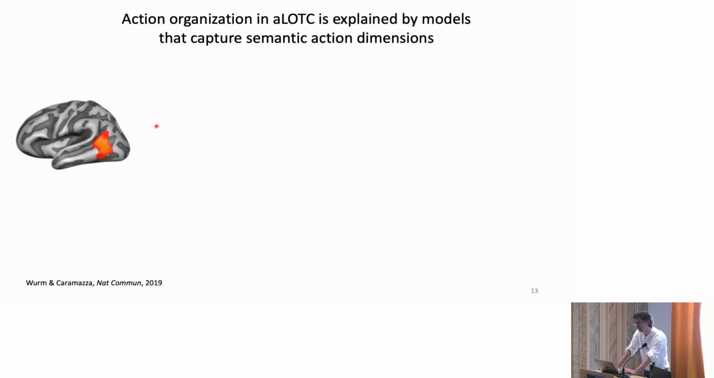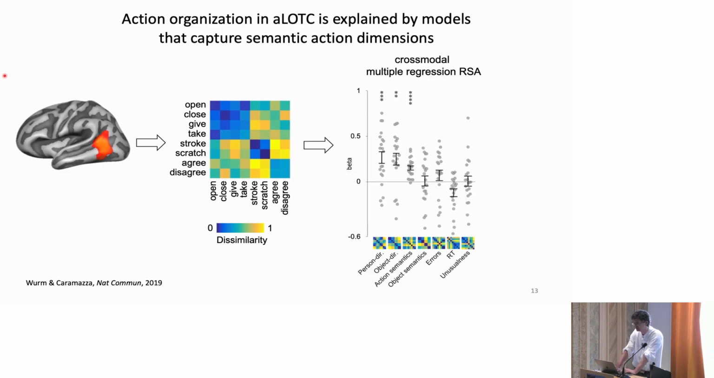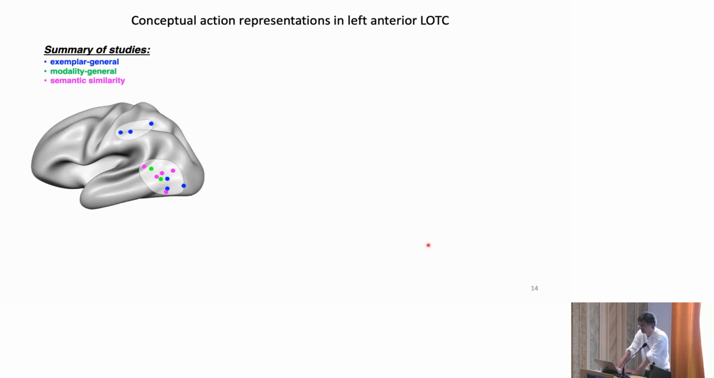Now, we can also investigate the underlying representational organization in the left LOTC. So for this, we extracted the cross-modal classification matrix from that region and entered it into a representational similarity analysis. And this revealed that the organization of the cross-modal representations in LOTC can be explained by action-related semantic dimensions. Most importantly, whether an action is directed toward persons or not, or involves objects, or are similar in terms of more complex semantic relations. And this is over and above other control models.